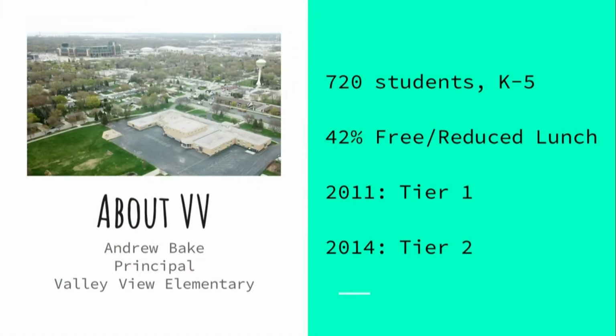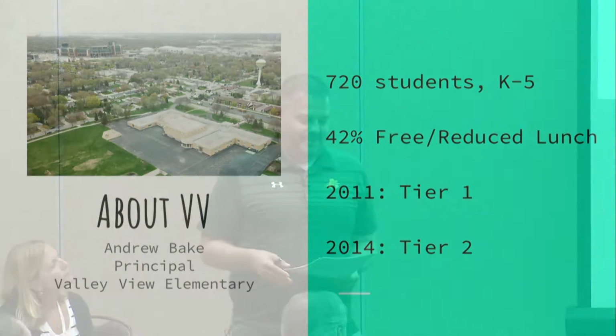A little bit of additional information about us. We have 720 students at Valley View in grades kindergarten through 5th grade. We have 2 sections of kindergarten and then either 6 or 7 sections of every other grade level. So we're a very large elementary school. Our free and reduced lunch is about 42%. Over the last several years, our populations of Black students and Hispanic students has really continued to increase, which is an exciting thing that we're really excited about.